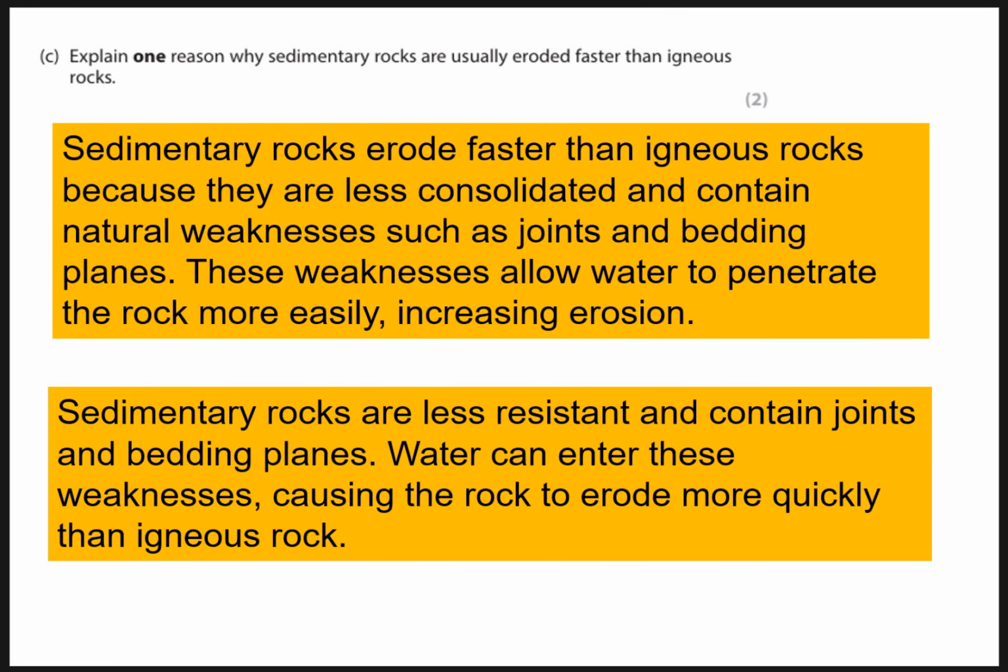They contain joints, bedding planes. Water can enter the weaknesses in the rocks, causing the rock to erode more quickly than igneous rock. So a bit more complicated in terms of the wording in the top option there. You may feel comfortable to do that, that's fine, but also the simplified version as well.